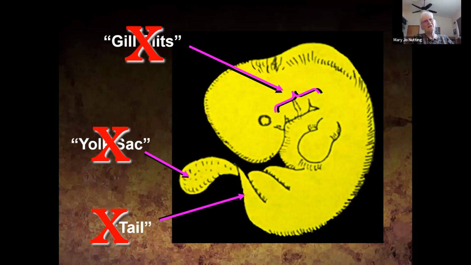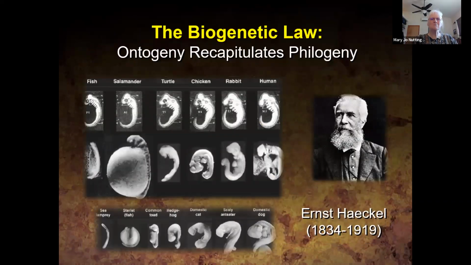But what I want you really to see here is the bias that comes in even in the labels that they're given. Why would you call them gill slits? Why would you call it a yolk sac and a tail, except trying to show, again, the similarity of our supposed ancestors in the fishes way back in time. So problems with that. That same idea has been utilized by Ernst Haeckel.